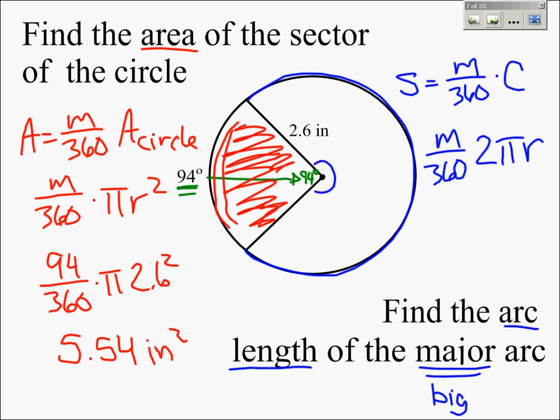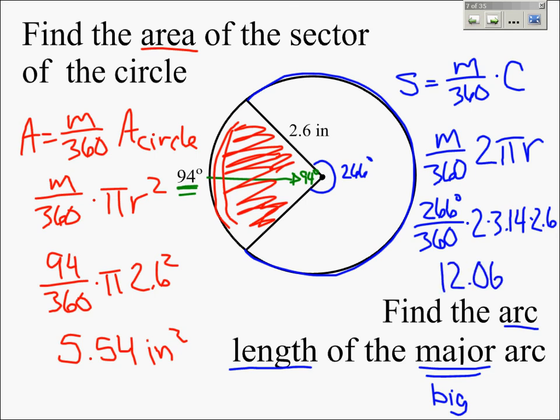Okay, the measure. I need to know how big this angle is. Okay, again, remembering that the whole circle adds up to 360. So I do 360 minus 94 to give me this being 266 degrees. Okay, that's the measure of my major arc, my big arc. Times 2 times 3.14 times r, which is 2.6. Okay, type that all in your calculator. And you get an answer of 12.06. And we're just measuring the length of something, so your label is inches.